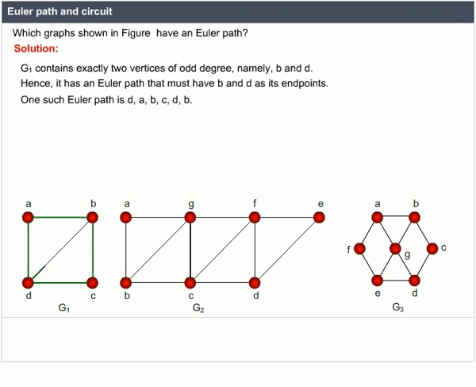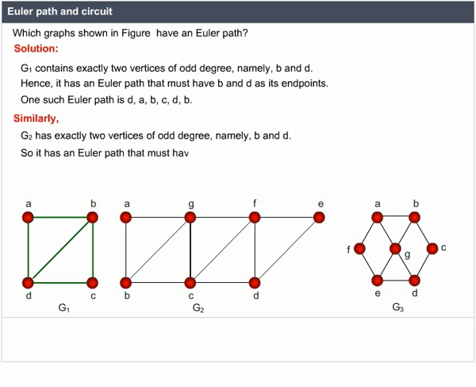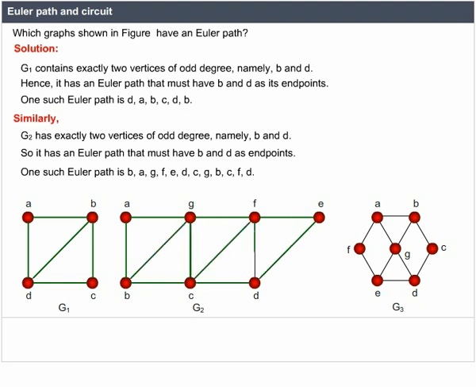Similarly, G2 has exactly two vertices of odd degree, namely B and D. So it has an Euler path that must have B and D as endpoints. One such Euler path is B, A, G, F, E, D, C, G, B, C, F, D. G3 has no Euler path because it has 6 vertices of odd degree.